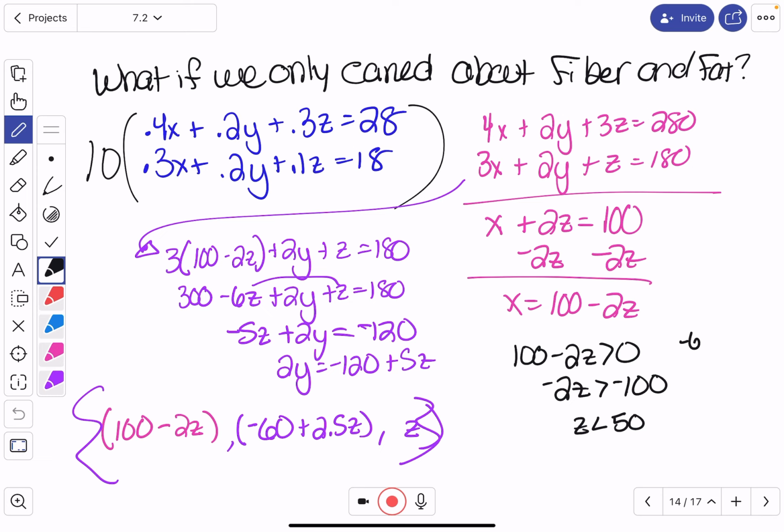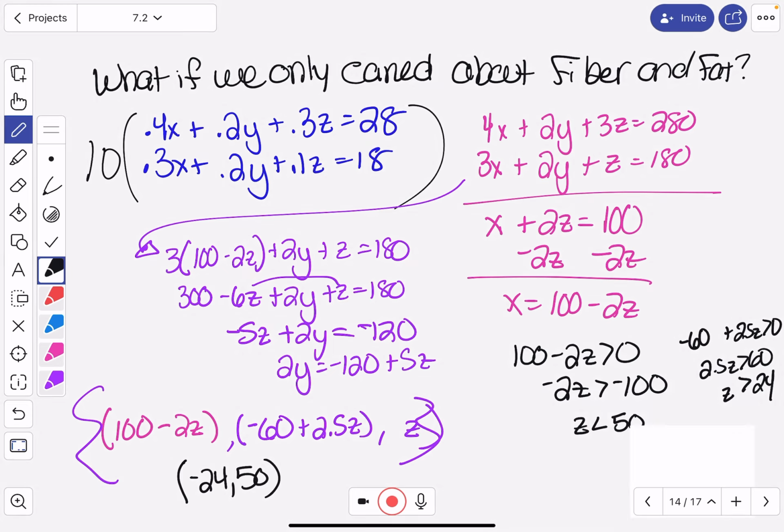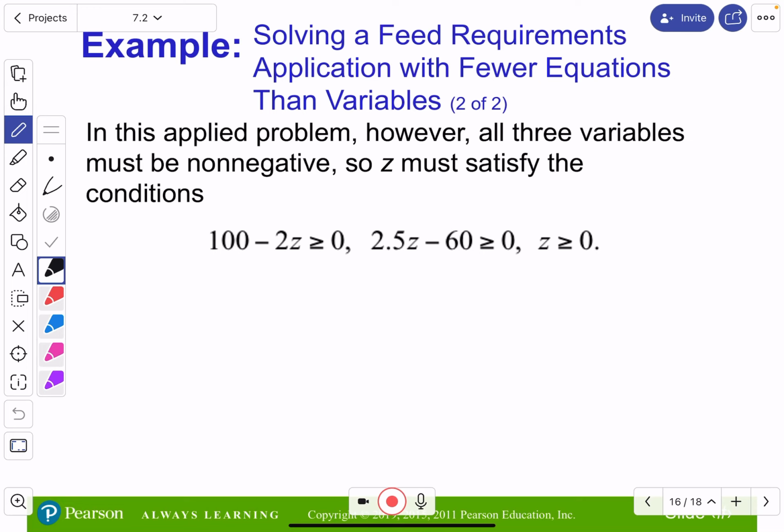And then if we solve the other one, negative 60 plus 2.5z has to be greater than 0. 2.5z has to be greater than 60. Z has to be greater than 24. So for this to work, we also have to change our domain for z from 24 to 50. It's the only way this will work, because if we have less than those numbers, then we're missing one of the ingredients we need. So there's that. This just kind of shows where they came from.